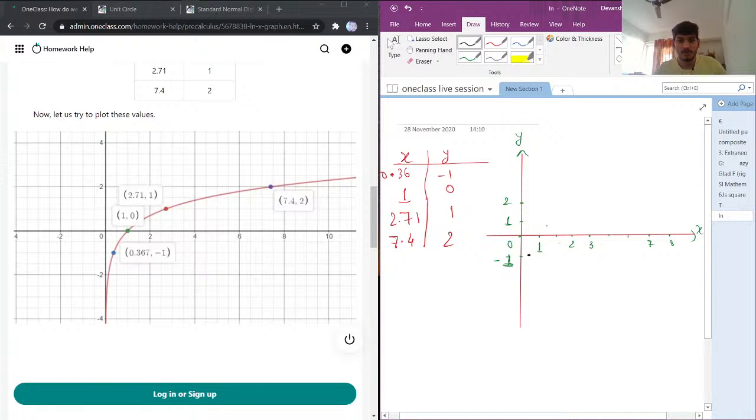Then for y equal to 0, we have 1. Then for y equals to 1, we have 2.71. So it will lie somewhere here. For y equals to 2, we have 7.4. So it should lie somewhere here.